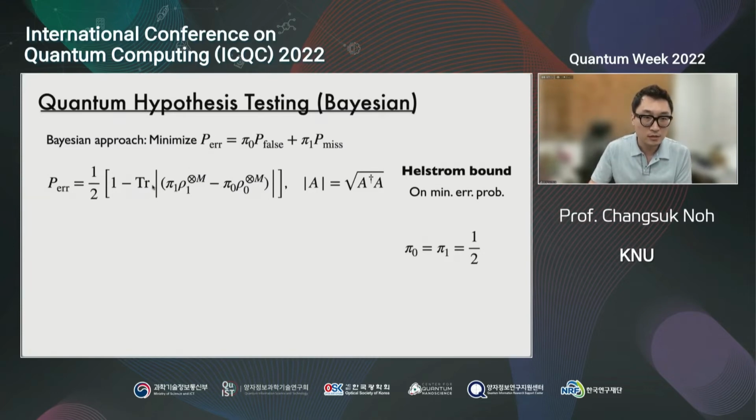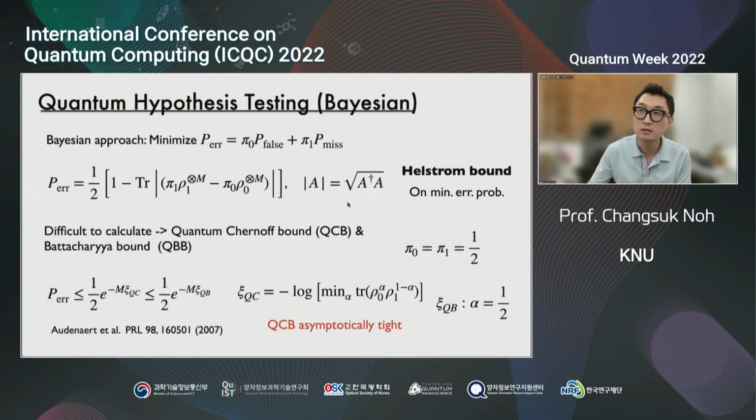So that is a trace norm, the norm of the operator defined, and this is called the Helstrom bound, or minimum error probability. From now on, we'll just assume the symmetric case, but this is not necessary. This is just to help ease the equations involved.